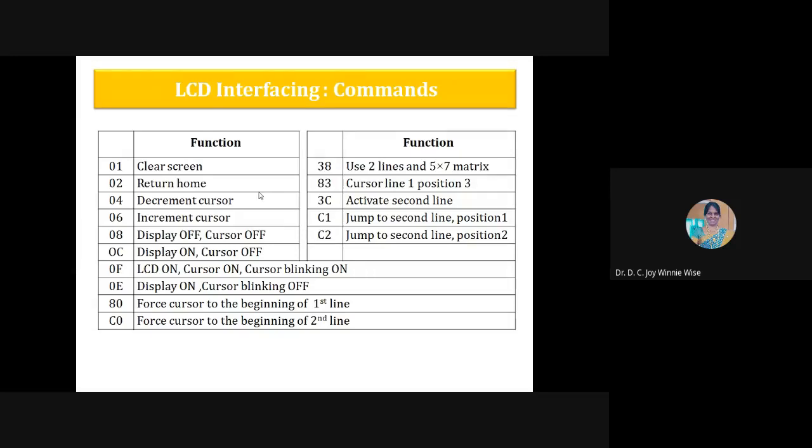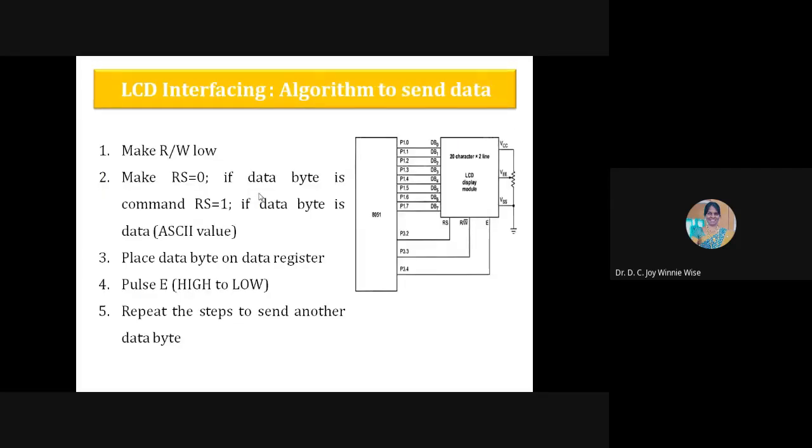You can select any commands here. So the algorithm is, we have to decide whether we are going for read or write. Here R/W, if it is 0, it represents the write signal. Second, whether we are going to give the command or data. That is indicated by the RS signal. When the register select signal equals 0, it represents command, and if register select equals 1, it represents data.